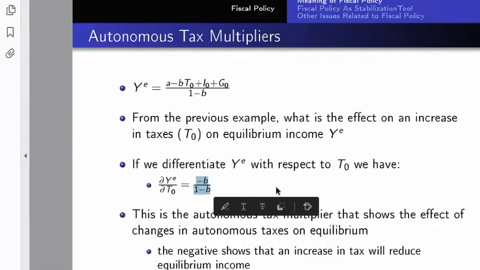So when we differentiate Y with respect to T naught, what we get is minus B over 1 minus B, and that is called the autonomous tax multiplier. It shows the effect of a change in autonomous taxes on equilibrium income. The negative shows that an increase in tax will reduce equilibrium income. And you can even see the negative where it is even emerging from. You can see, I'm trying to go back. Oh, where have I gone to?